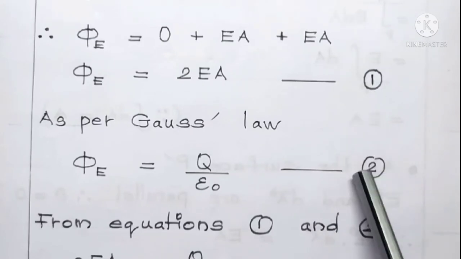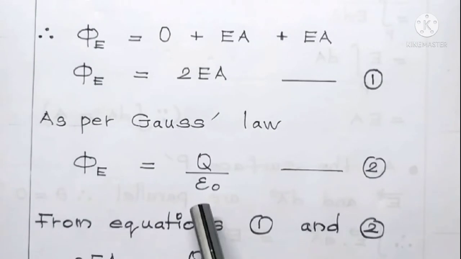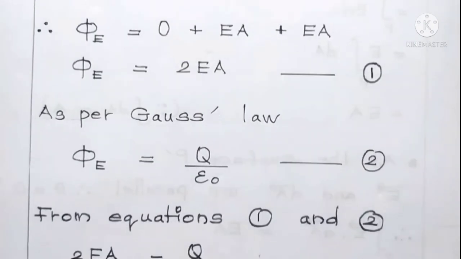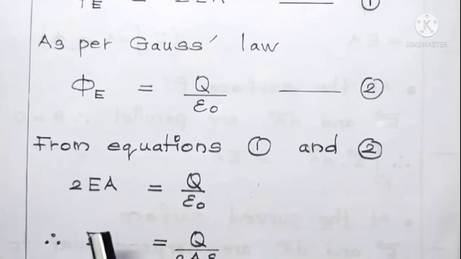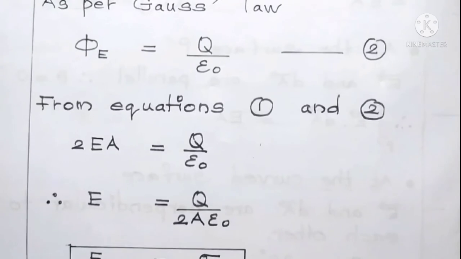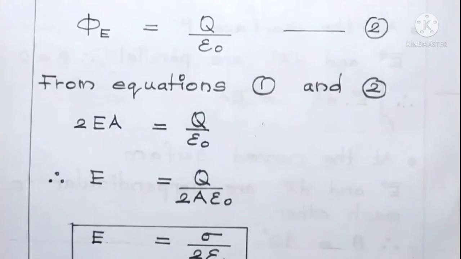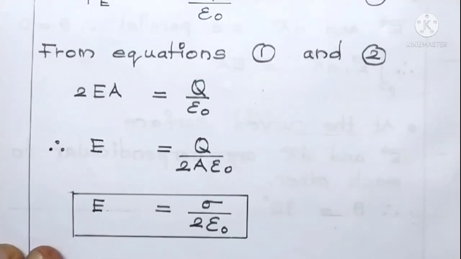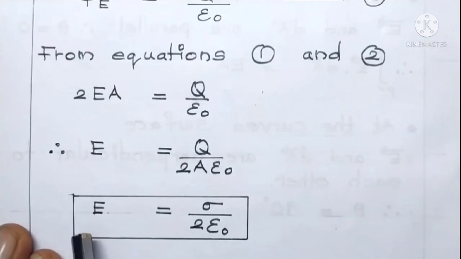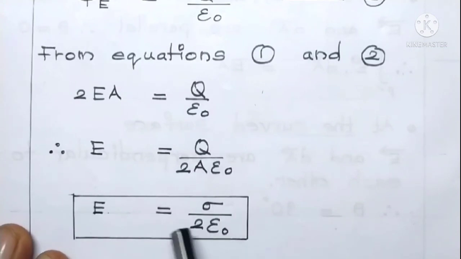Now, compare these two equations 1 and 2. In these two equations, the left hand sides are equal. Therefore, the right hand sides must be equal. So, from equations 1 and 2, let me write 2EA is equal to Q by epsilon naught. Therefore, E is equal to Q by 2A epsilon naught. In the next step, what have I written? E is equal to sigma by 2 epsilon naught.